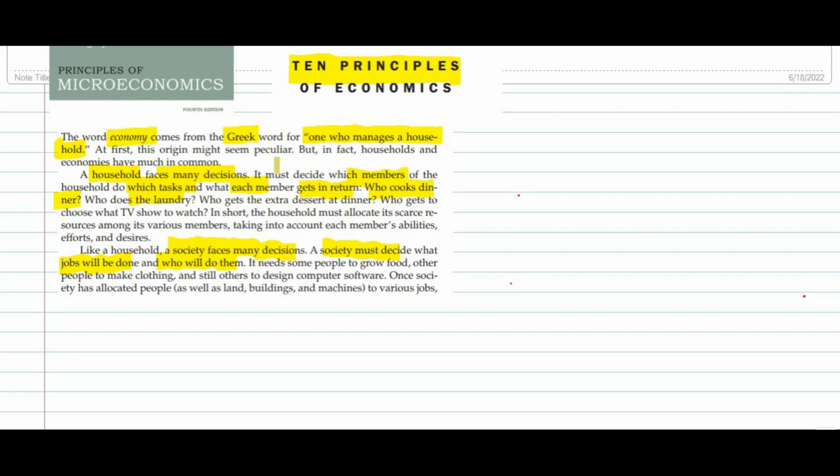The example is that some people grow food, some other people make clothing, and others design computer software and so on. Clear? Now, this is just the ground.